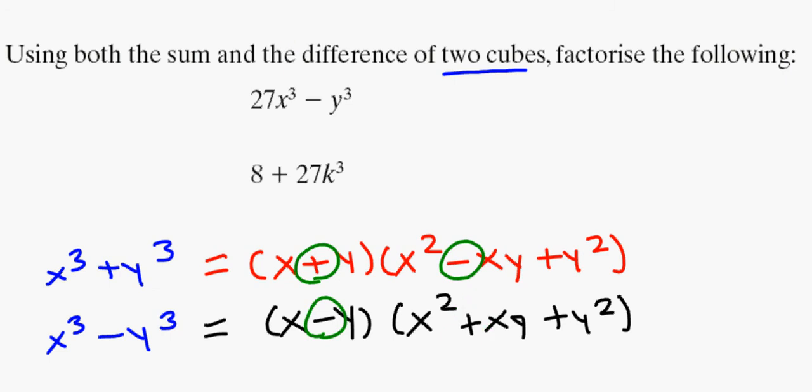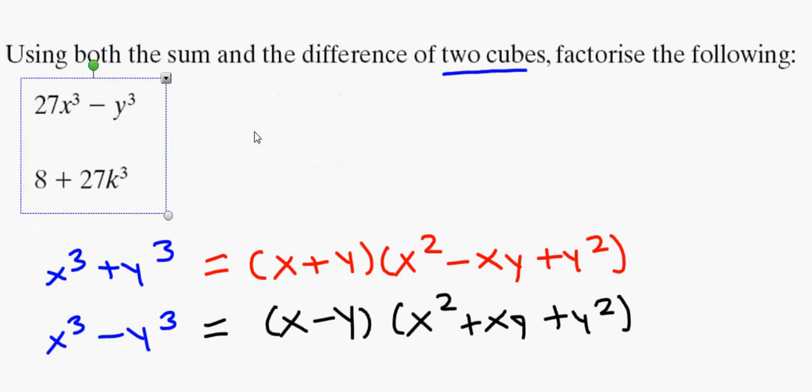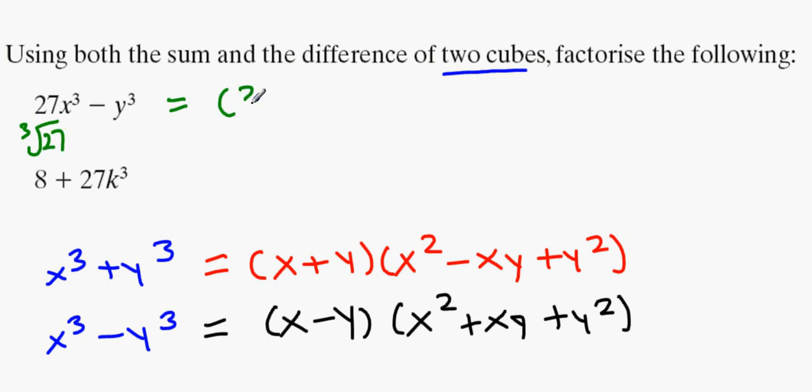Now let's look at the first question here. We're just going to move this over to your side. Let's find out what number is the cube root of 27. The cube root of 27 is 3. The cube root of x cubed is x. So it's going to be 3x cubed, because 3x multiplied by 3x multiplied by another 3x is 27x cubed.